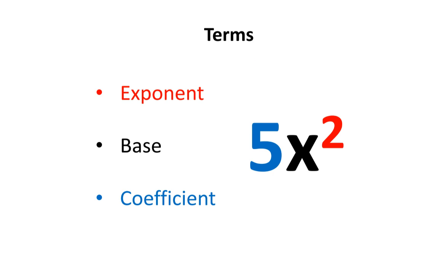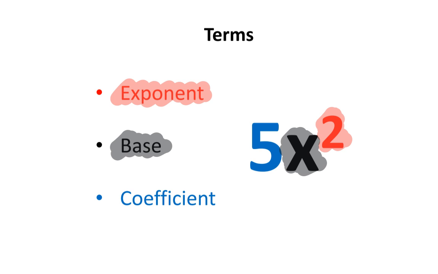Before learning about the product rule, let's review what a term is. Remember, a term can be a number, a variable, or a combination of the two. A term contains, not always, but usually, an exponent. The number 2 here would be an exponent. It also usually contains a base, and the base is typically located below the exponent, and it sometimes contains a coefficient. A coefficient is the number that typically comes before the variable.